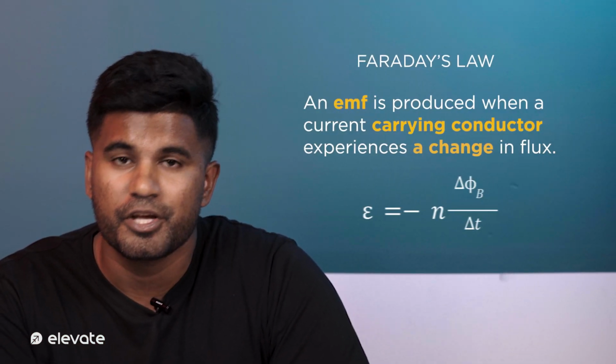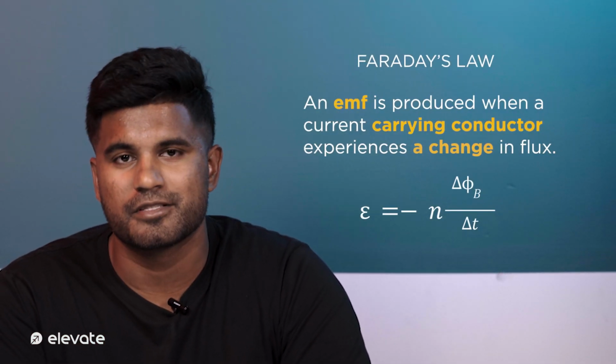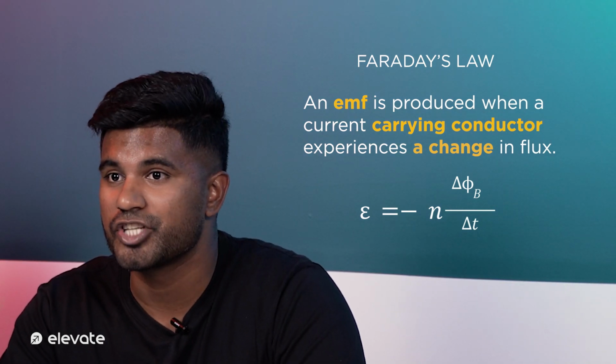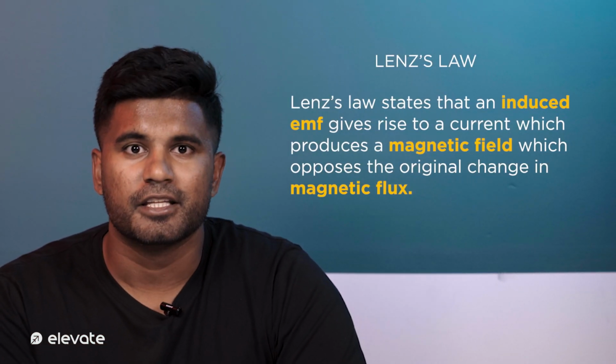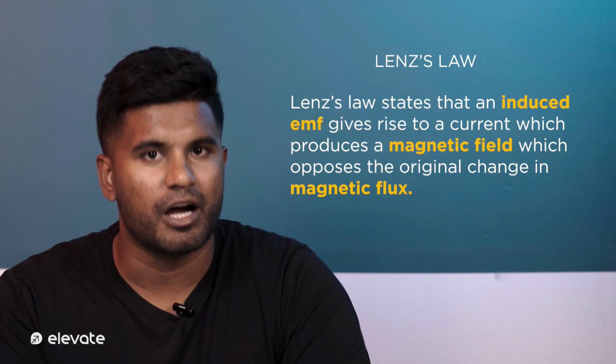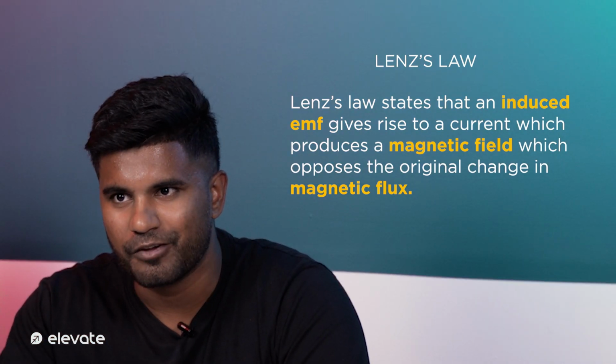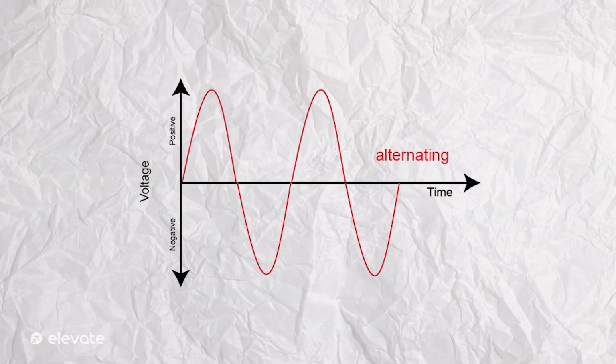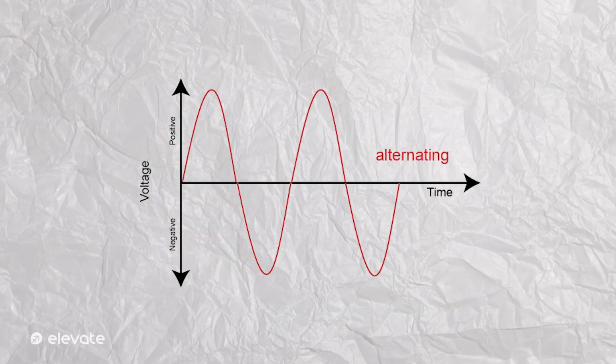Firstly, Faraday's law, which states that an EMF is produced when a current-carrying conductor experiences a change in flux. This EMF is directly proportional to the rate of change of magnetic flux. Secondly, Lenz's law, which states that when there is a complete circuit, the induced EMF will give rise to a current, which produces a magnetic field which opposes the original change in flux. I know, it's a real mouthful. Anyway, let's revise alternating current. Remember that AC current varies sinusoidally as shown here.